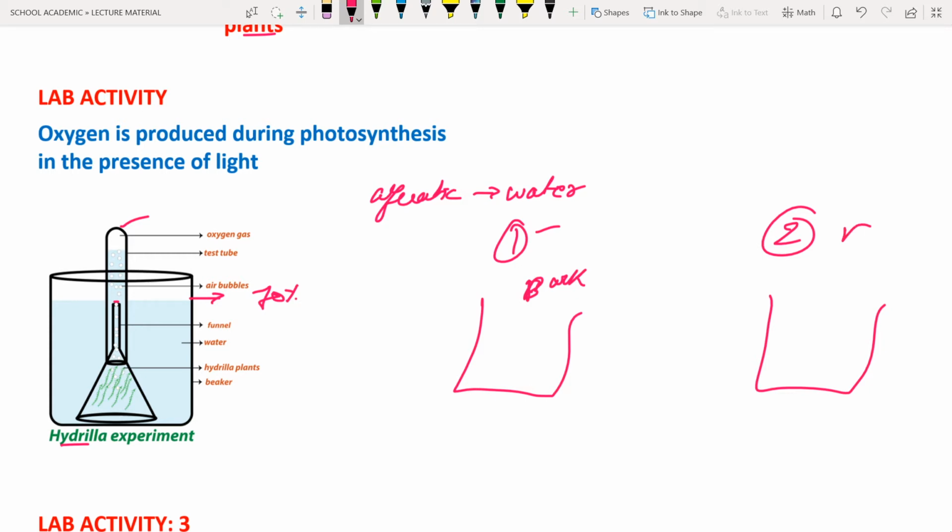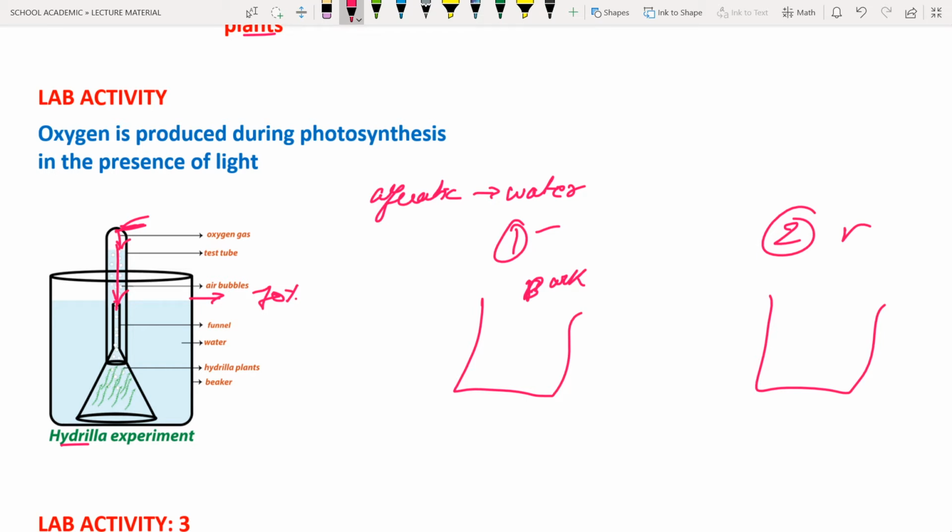These bubbles will come up and occupy the upper portion of the test tube, because air has a lower density compared to water. As a result they occupy the upper portion, and these bubbles push the water down. After some time, whether 2 hours or 3 hours depending on the light condition of the sun, all the oxygen gas will push the water down and the test tube will get emptied.